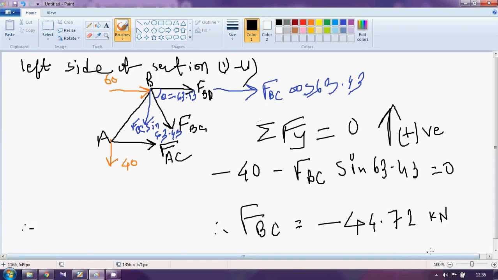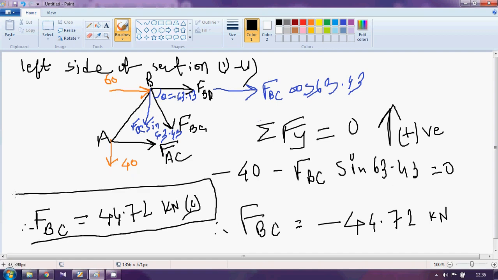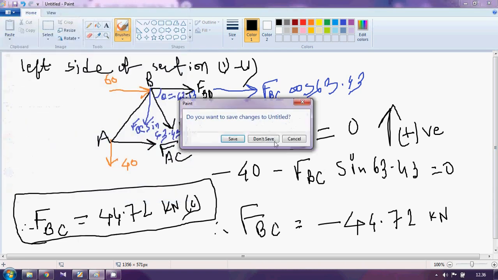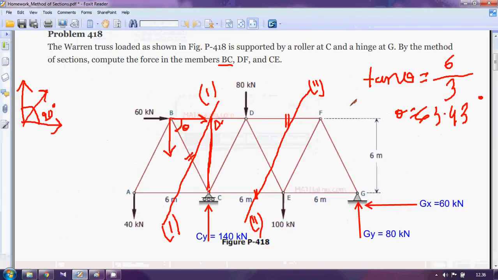So how will I write it? I have seen that some students just write C. They put a minus sign, and also they write C. No, write like this: FBC equals 44.72 kilonewton compression. Write like this in your exam. So okay, one member force we have determined.